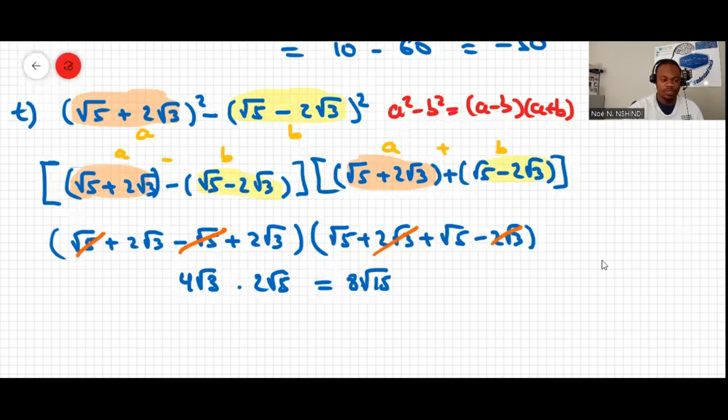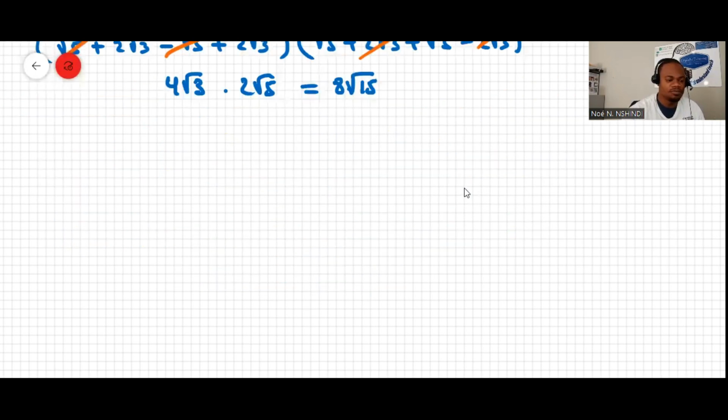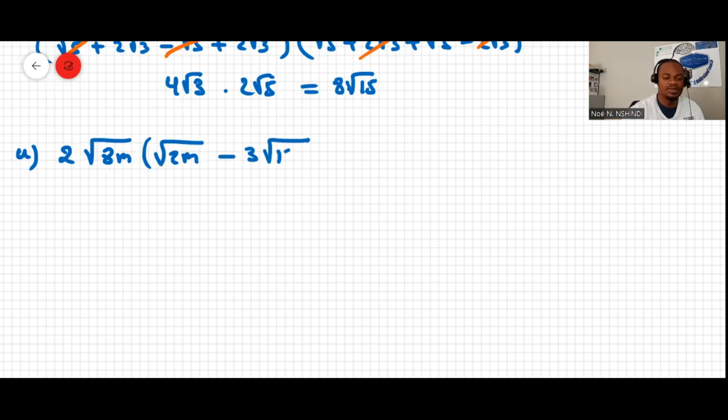We can continue. The next question is question U. Not U, but the letter U here. Question U says 2 root 8m, open brackets, square root of 2m, minus 3 root 18m.